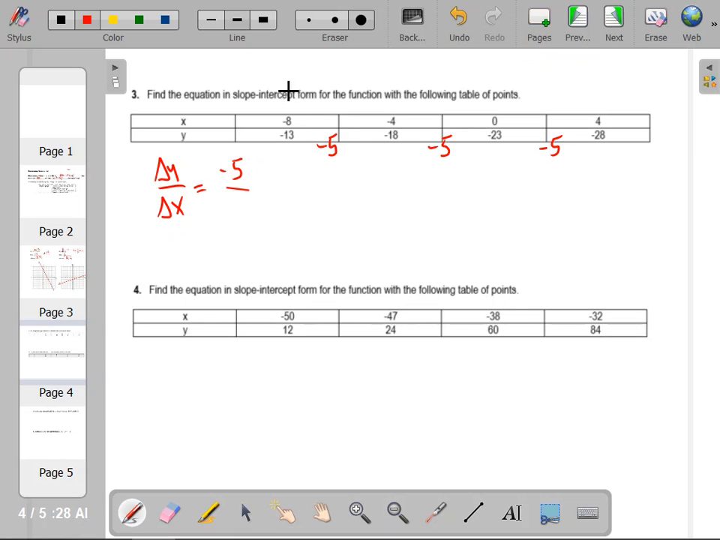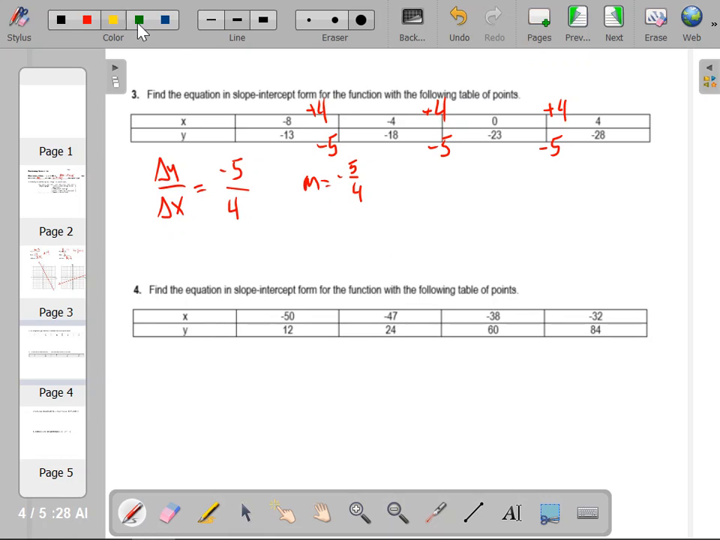The change in x from -8 to -4, from -4 to 0, from 0 to 4, we are adding 4. Plus 4, plus 4, plus 4. So the slope is the change in y, -5, over the change in x, +4. So then the slope would be -5/4.